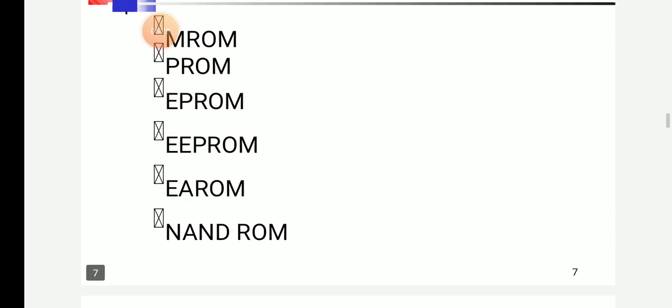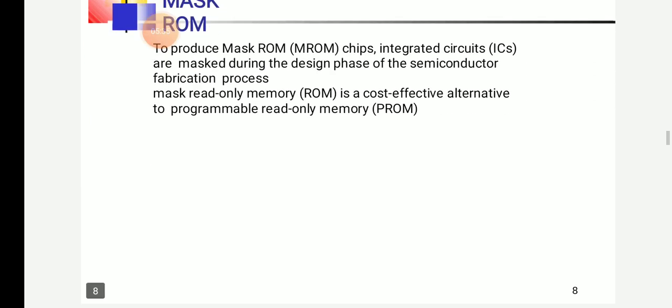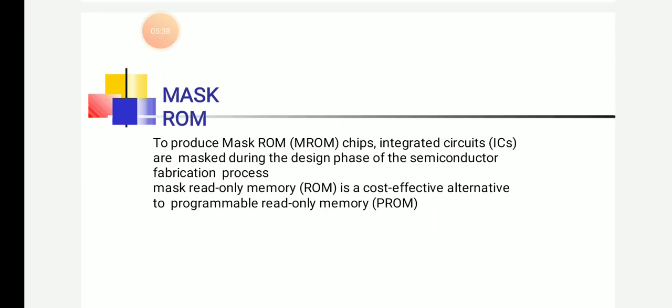Types of ROM. First one is MROM, PROM, EPROM, EEPROM, EROM and NAND ROM. First one is the MROM, that is called masked ROM. To produce masked ROM or MROM chips, integrated circuits are masked during the design phase of the semiconductor fabrication process. So in ROM, it is the first type, the masked ROM.